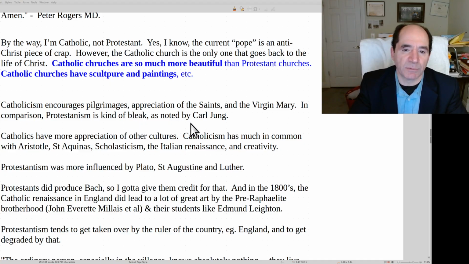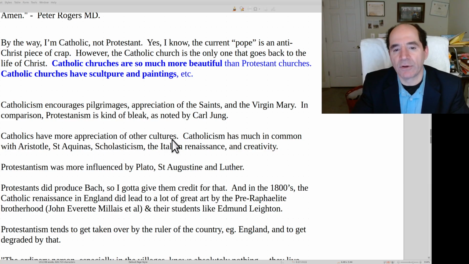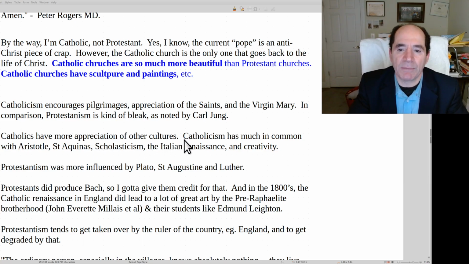Catholicism encourages pilgrimages, appreciation of the saints and the Virgin Mary. Like I said, Protestantism is bleak in comparison, as noted by Carl Jung. Catholics have more appreciation of other cultures. Catholicism has much in common with Aristotle, St. Aquinas, scholasticism. So Aristotle, all the Greek philosophy and the open-minded objective scholarship. Aquinas, the synergy of putting things together.